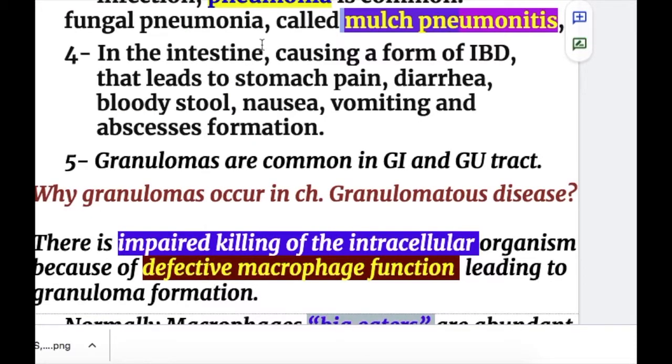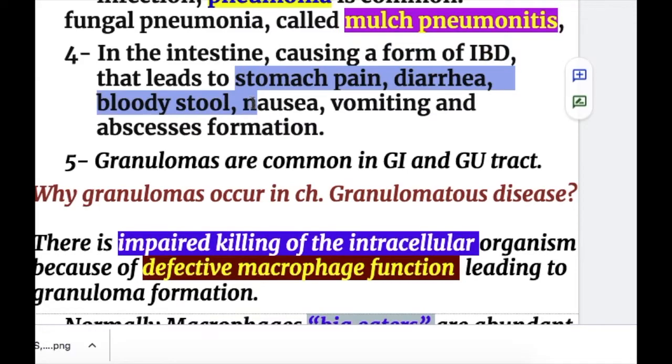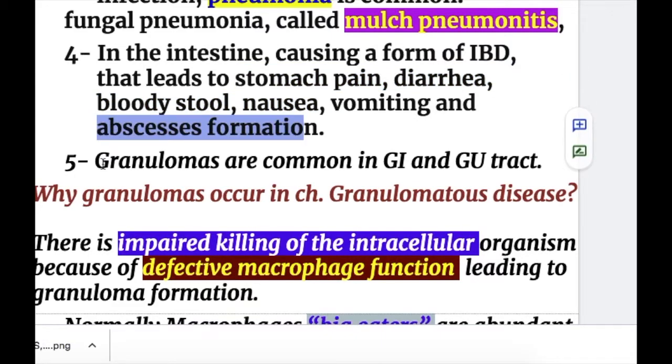And what happens in the intestine? It causes a form of inflammatory bowel disease that leads to stomach pain, diarrhea, bloody stool, nausea, vomiting, and abscess formation. And number 5, granulomas are common in the gastrointestinal and genitourinary tract.